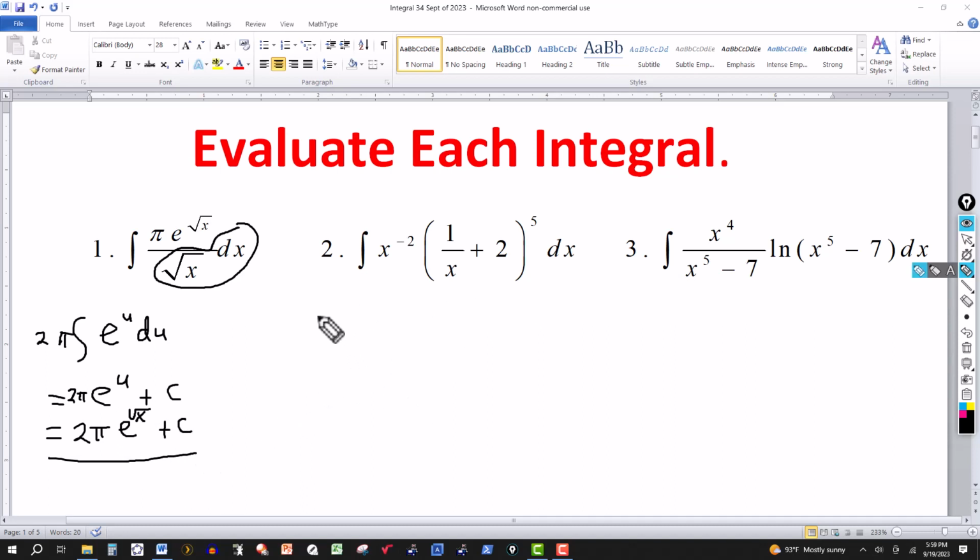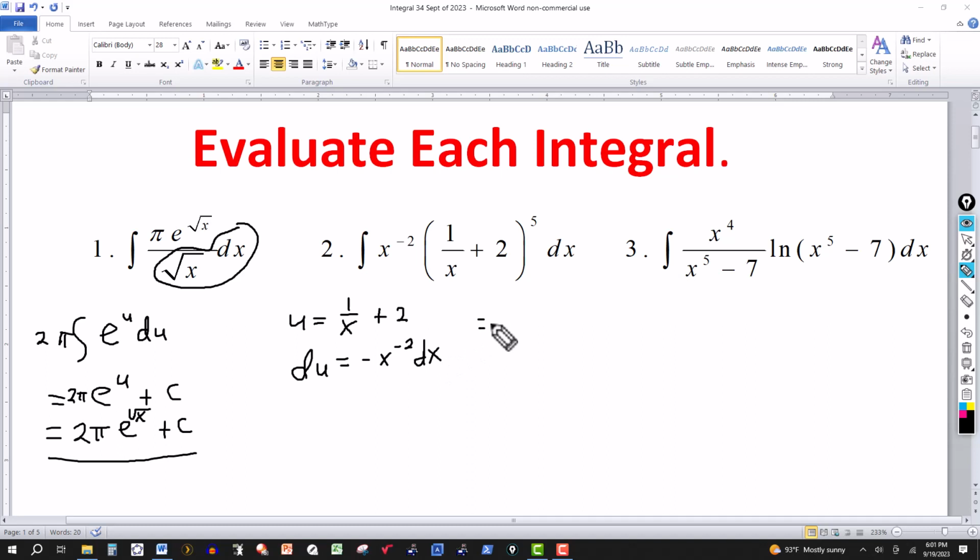Okay, so the next one, if you look at the expression in the parentheses, 1 over x plus 2, if you take the derivative of that, that'll give you x to the negative 2. So let's do this. Let u equal 1 over x plus 2. Then du will equal, again, think of this as x to the negative 1, so that'll be a minus 1 x to the negative 2. So the derivative of 1 over x plus 2 gives me negative 1 x to the negative 2, and this will be dx.